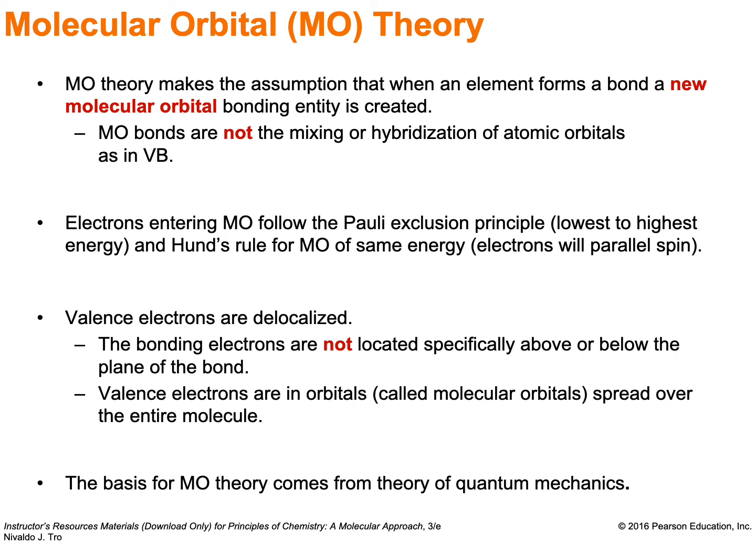The key to MO theory comes from quantum mechanics and states that valence electrons are delocalized, meaning that the bonding electrons are not specifically above or below the plane of the bond as formed in valence bond theory, but they're in molecular orbitals that are spread over the entire molecule, again coming from quantum mechanics.